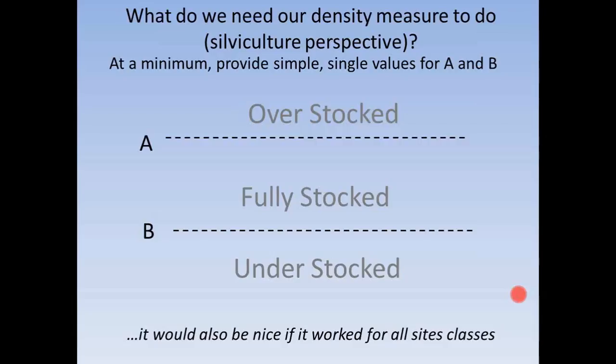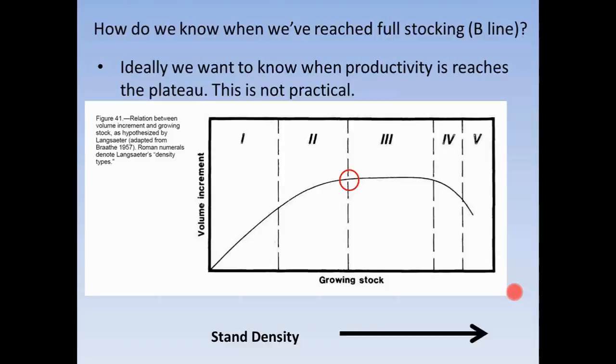As I was putting this together, I realized it's very silviculture oriented. We're not talking about how stand density affects habitat and so forth, and we'll touch on that a little later, but we're really talking about density in this classic silvicultural framework. I just want to acknowledge that yes, there are other reasons to be interested in density. So if we were to create some sort of model like this, it would also be nice if it worked for all site classes, so we didn't have to have an extra variable involved in deciding where the A line and B line are.